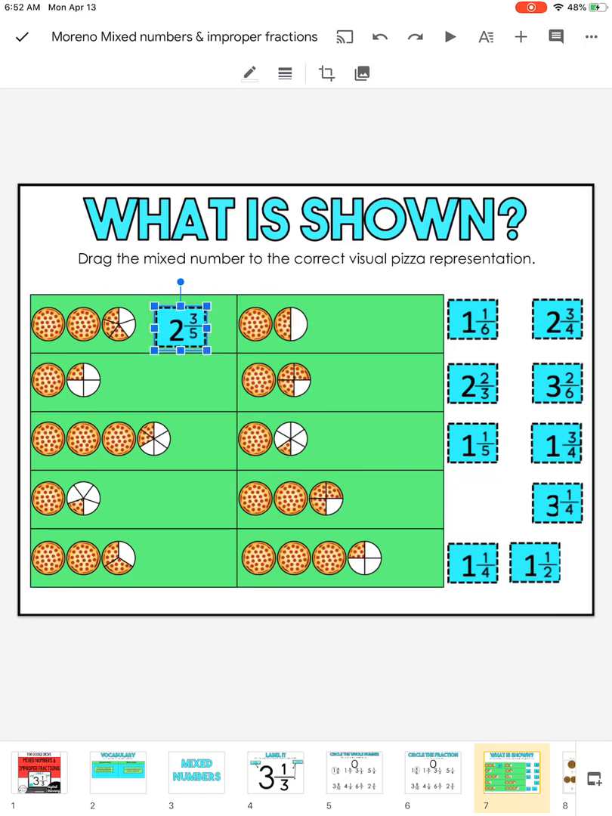Here's the next one. That's 1 whole pizza. And then what's that fraction for that other pizza? That's 1/2. 1 whole and 1/2. So click and drag that. Oops. There we go.